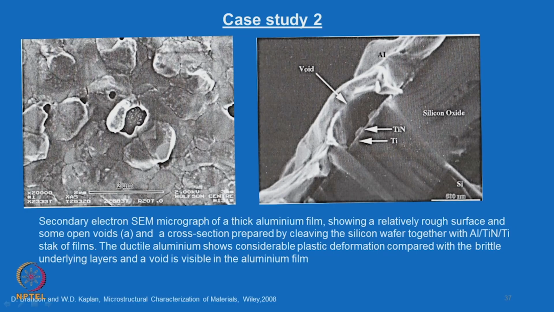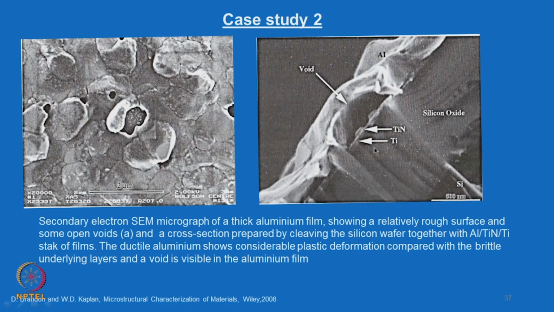And the same specimen, a cross section view is shown in this second image, and again it is prepared by cleaving the silicon wafer together with aluminum, titanium nitride, titanium stack of films. The ductile aluminum shows a considerable plastic deformation compared with the brittle underlying layers, and a void is visible in the aluminum film.